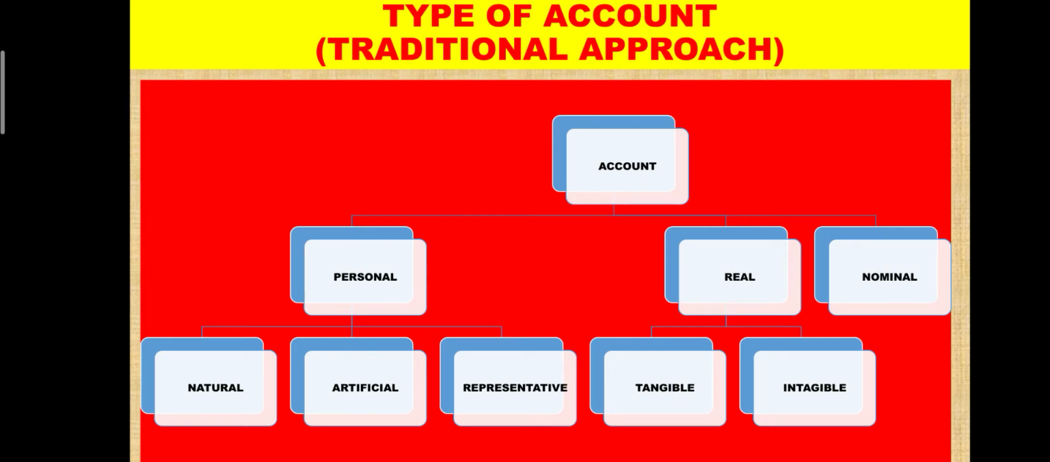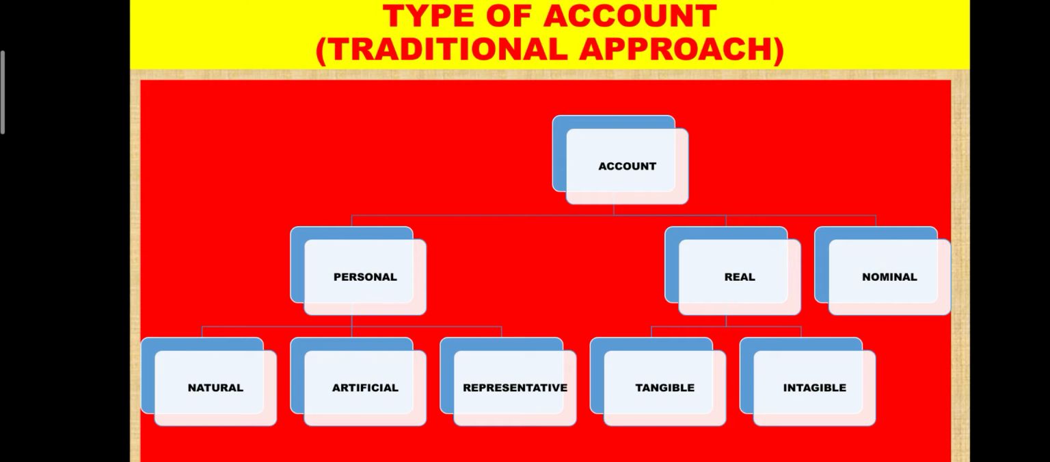Now, types of accounts. In the traditional approach, the entries depend on the type of accounts. There are three types of accounts: personal account, real account and nominal account. The personal account means natural, like Ram, Shyam, Sandeep, etc. accounts. So the name of a person who is a human being.